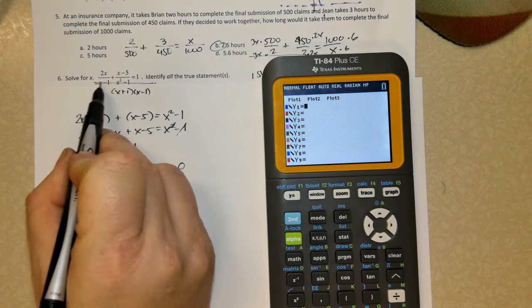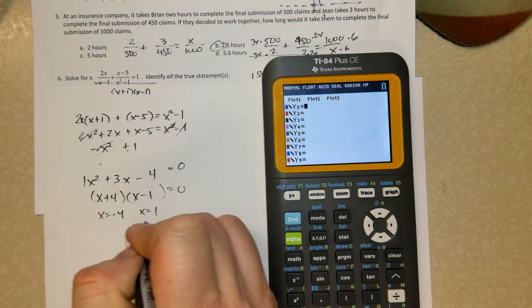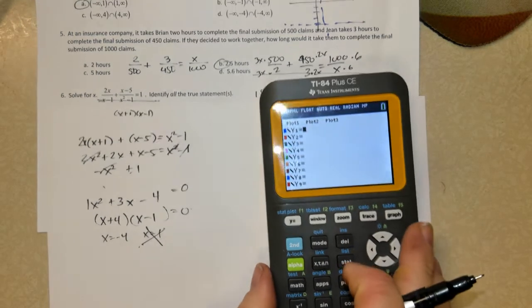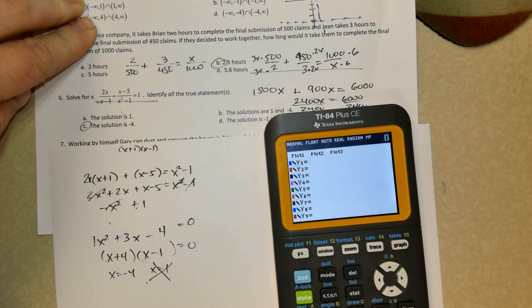Don't forget to check the extraneous solutions. We cannot have answers of negative 1 or positive 1. Extraneous solution, the only answer then that exists would be negative 4.